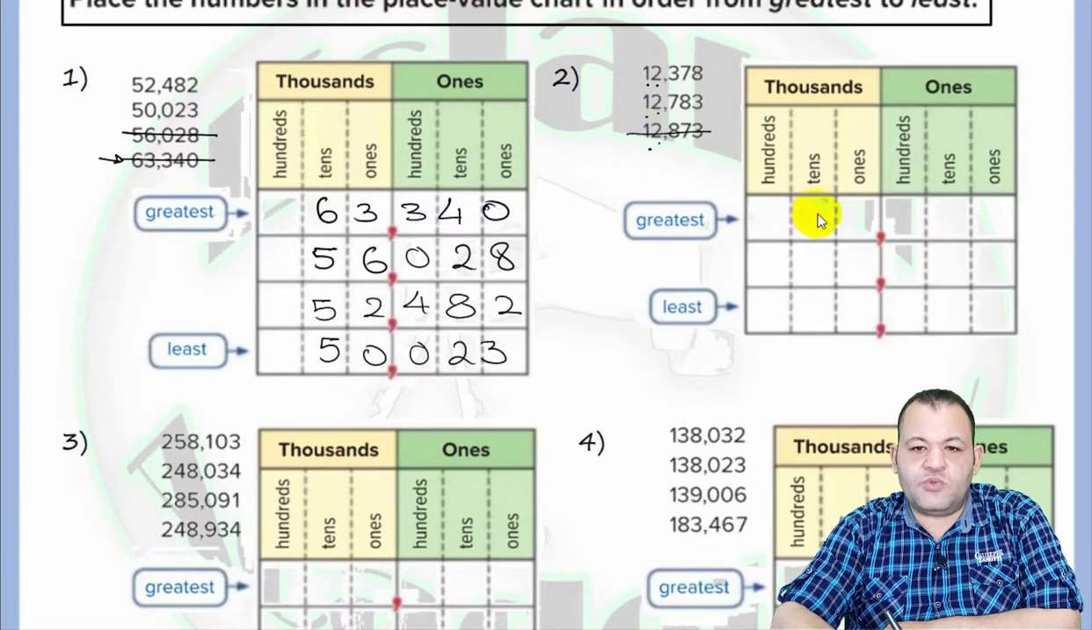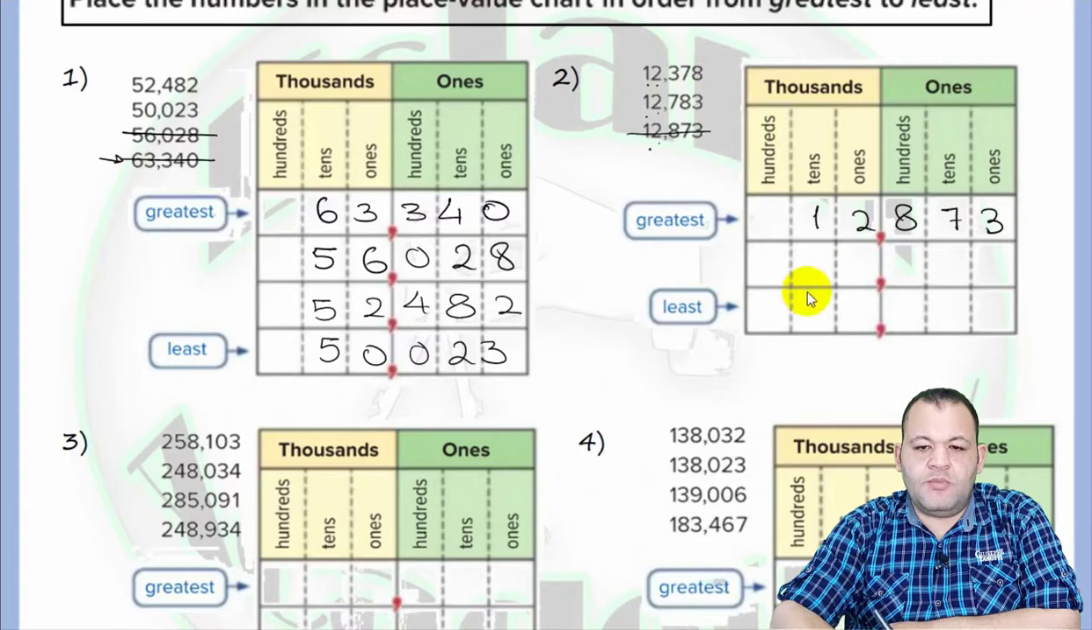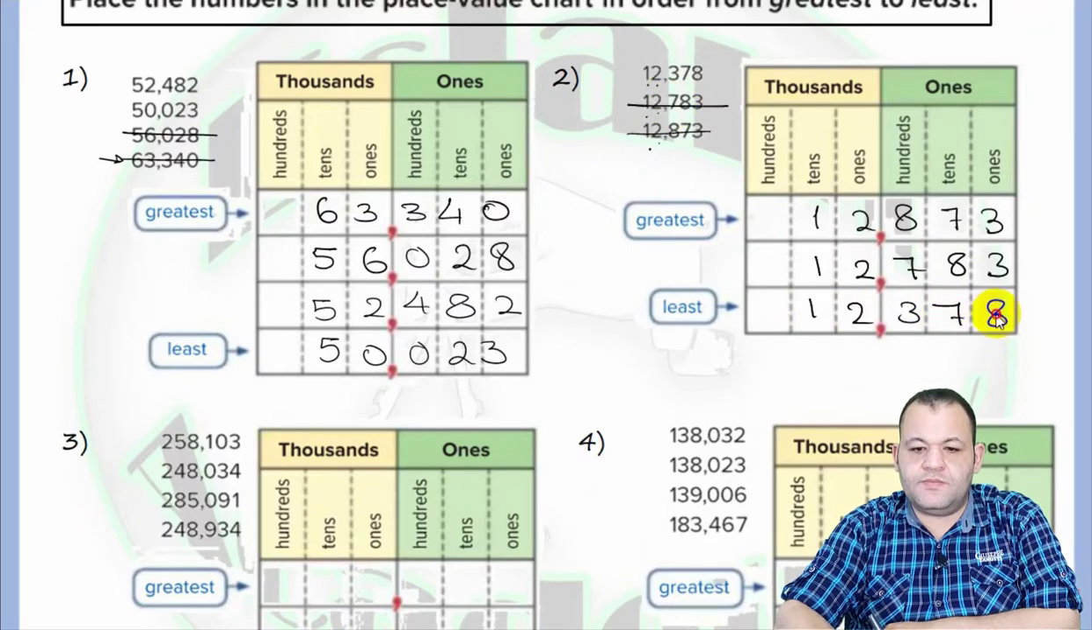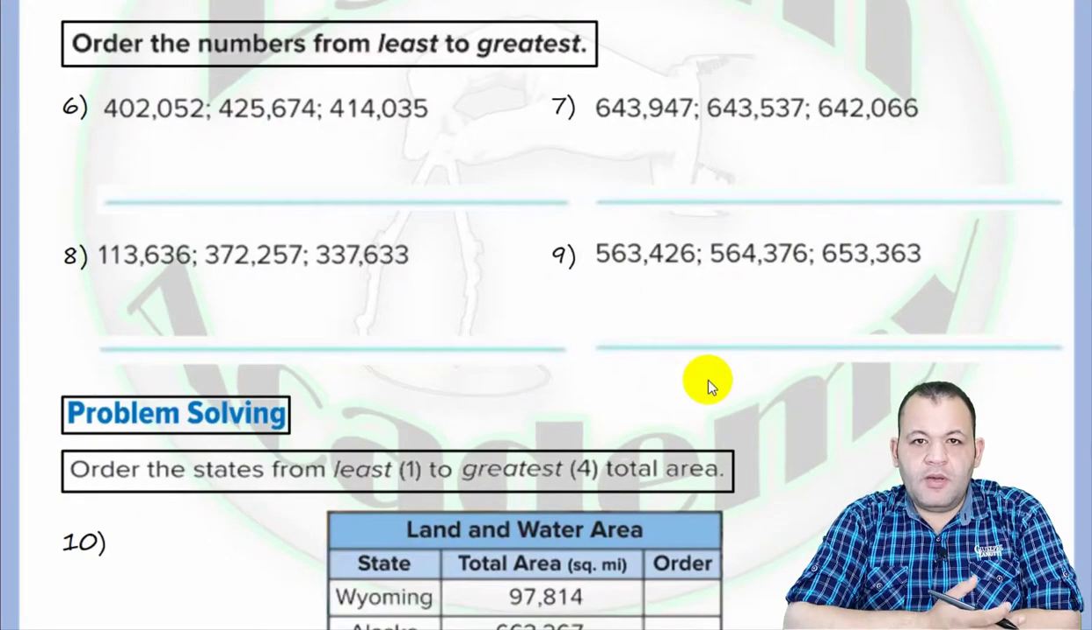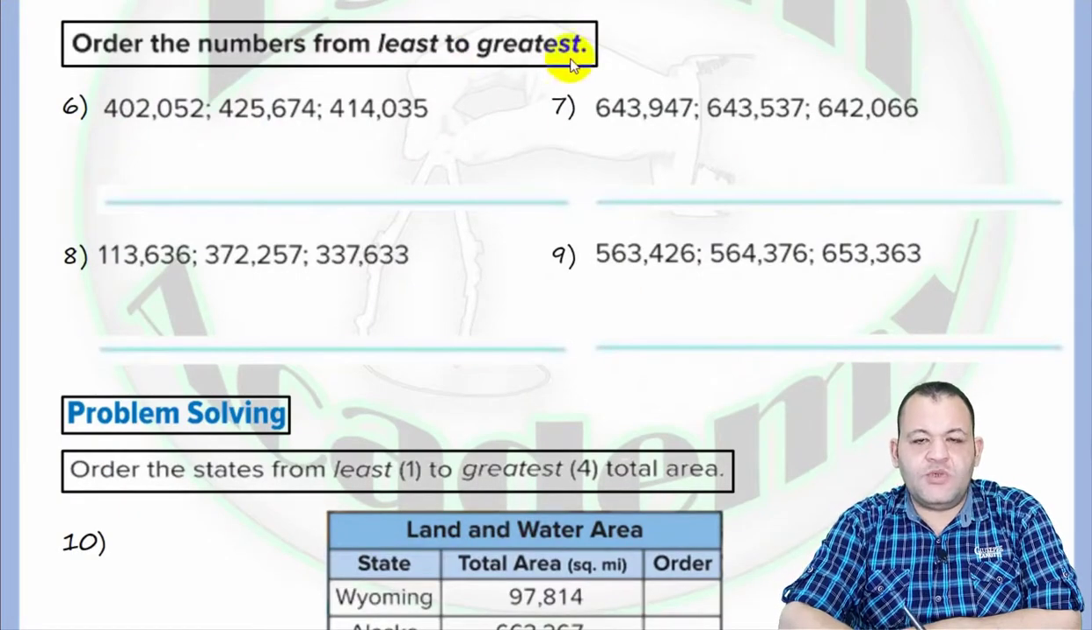So the first number that we have is 12,873. After that, we need to compare between 7 and 3. 7 is greater than 3. So the next number would be 12,783. So the least number would be 12,378.